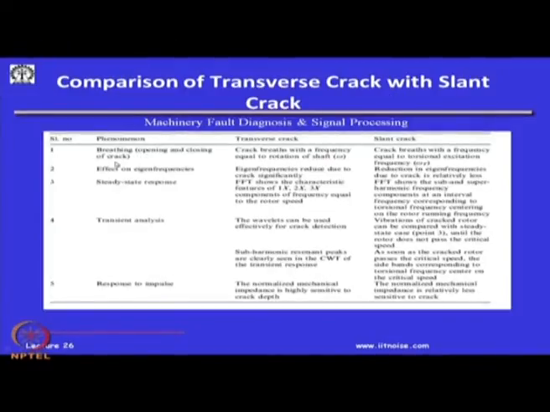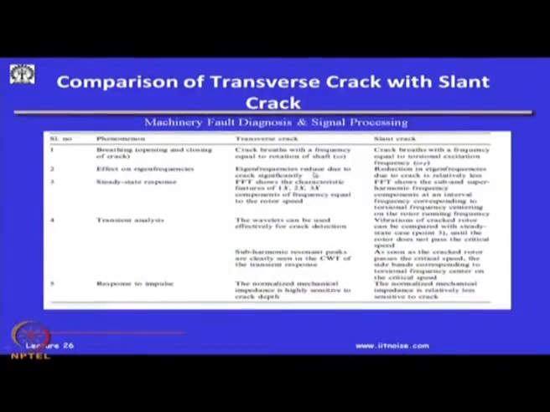So, when there is a breathing, opening and closing of the crack, cracks breathe with a frequency equal to the rotation of the shaft speed in the transverse crack, and in the case of a slant crack, they breathe with a frequency equal to the torsional frequency. Here in the transverse crack, the eigenvalues reduce significantly compared to the slant crack. In the steady state response, the FFT shows the characteristic 1x, 2x, 3x, but in the slant crack they show the subharmonic and superharmonic of the rotational speed. By sub means less than the rotational speed, super means more than the rotational speed.